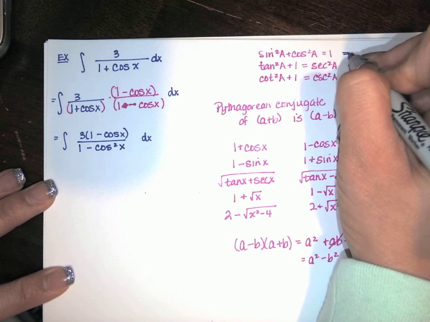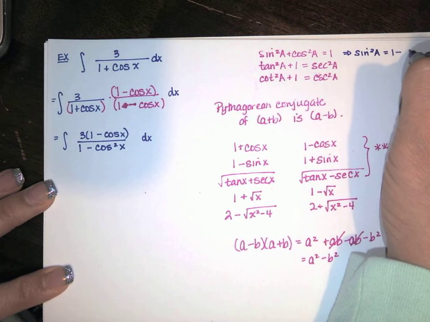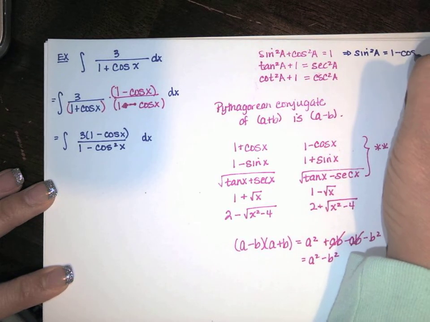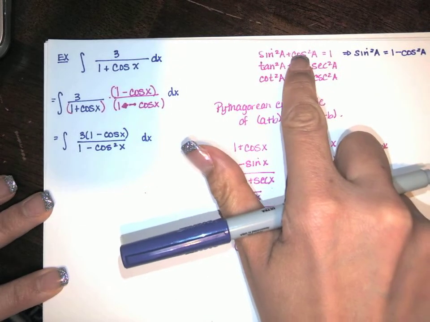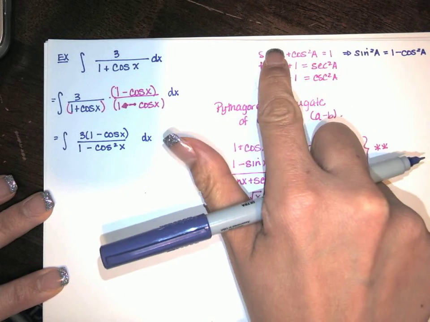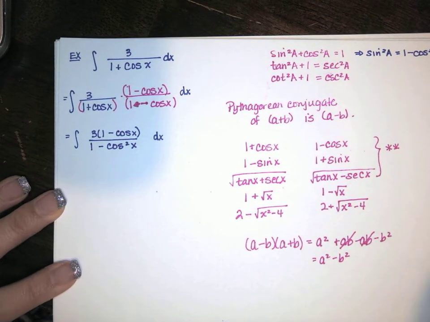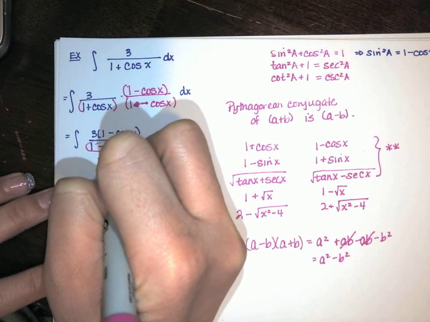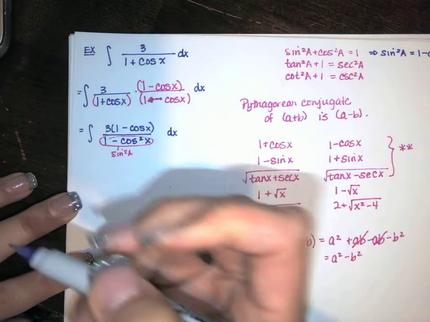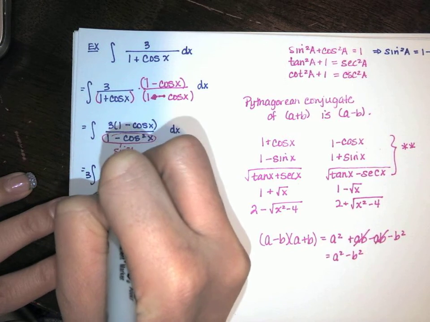if I'm solving for sine squared, 1 minus cosine squared is sine squared. If I subtract that cosine squared from both sides, I get sine squared by itself. So this denominator is really a sine squared. Okay, so we're here now. I factored out my 3 as well.